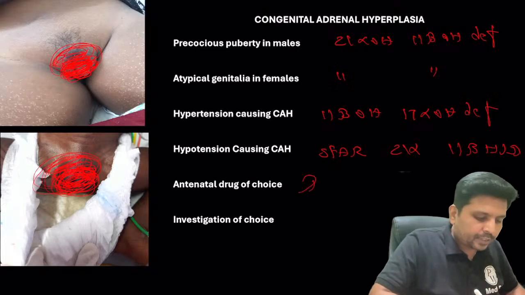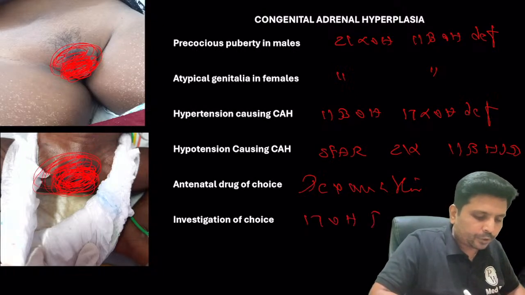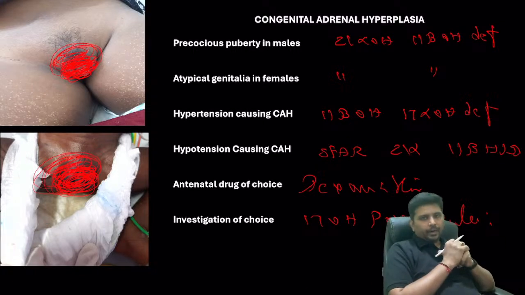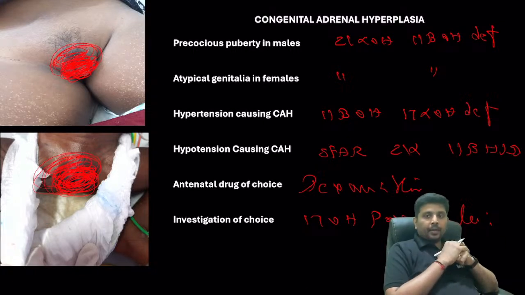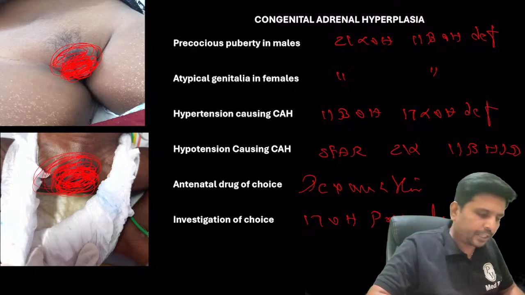Antenatal drug of choice is dexamethasone. Investigation of choice is 17 hydroxyprogesterone levels. Ambiguous or atypical genitalia: remember, always the most common question will be 21 alpha hydroxylase deficiency in a girl with hypotension. That is the most common presentation.